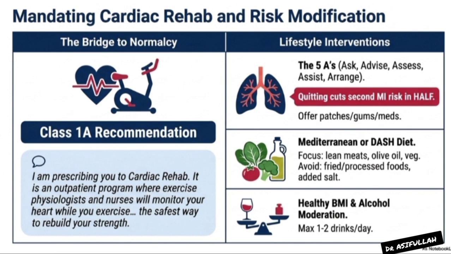Lifestyle interventions, the 5 A's: ask, advise, assess, assist, and arrange. You ask the patient to quit smoking because quitting smoking cuts the second MI risk by 50%. Patches, gums, or other medications may be prescribed if the patient is having difficulty quitting smoking. DASH diet or Mediterranean diet, focusing on lean meats, olive oil, vegetables, and fruits, and avoiding fried, processed, packaged foods with added salt. Healthy BMI and no or moderate alcohol intake. It's better not to take alcohol.